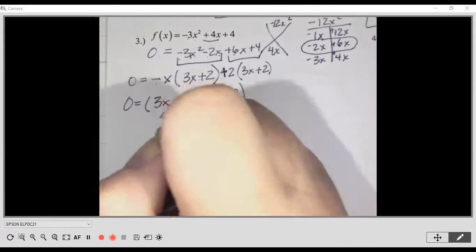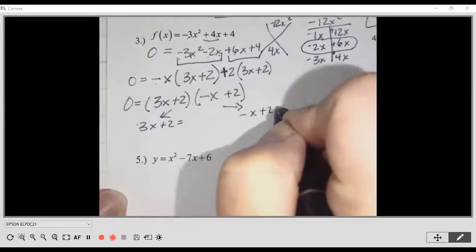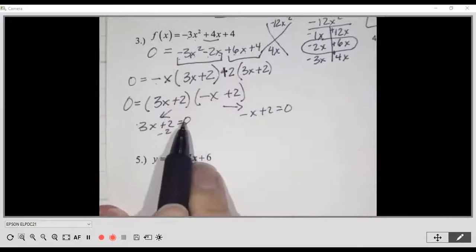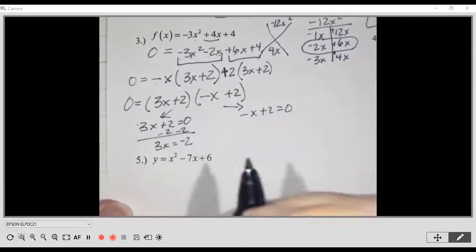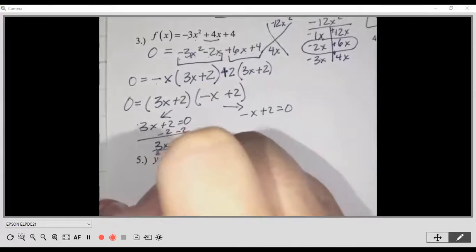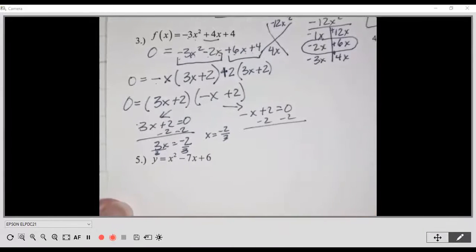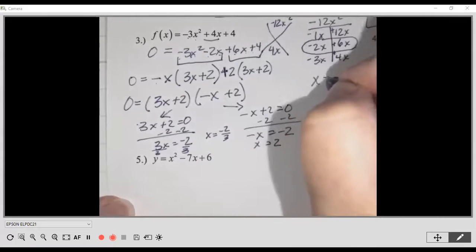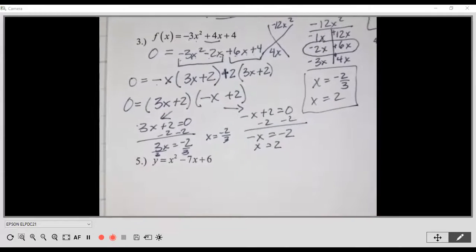Then using the 0 product property, I know that 3x plus 2 can be equal to 0, and negative x plus 2 is equal to 0. I forgot that 0 there. Subtract 2 from each side, which gives us 3x equals negative 2. Divide each side by 3. So this gives us x equals negative 2/3 here. Subtract 2 from each side. This gives us negative x equals negative 2. Divide each side by negative 1, which gives us x equals 2. So x equals negative 2/3 and x equals 2.